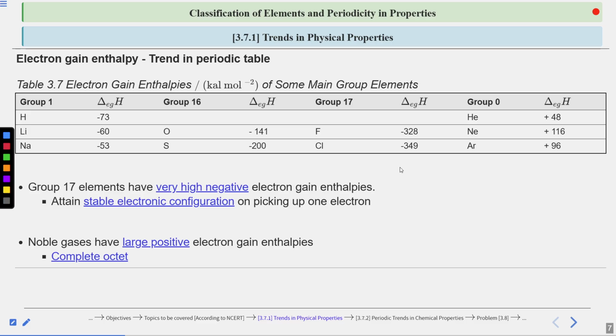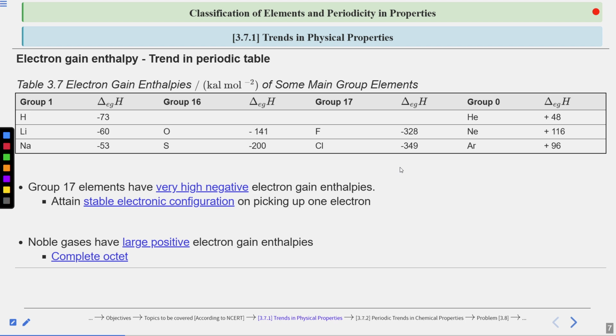The second thing that you should notice is that if you look from lithium to oxygen, there is a very small change, -60 to -141. Positive electron gain enthalpy means it is endothermic. Now there is a very important thing here. When you move from lithium to oxygen, the change is -60 to -141. But as you move from oxygen to fluorine, you are seeing a drastic change, -141 to -328. Now this is almost tripled.